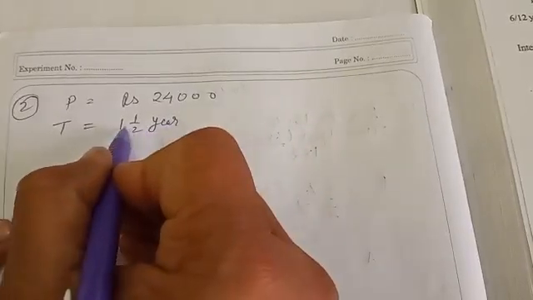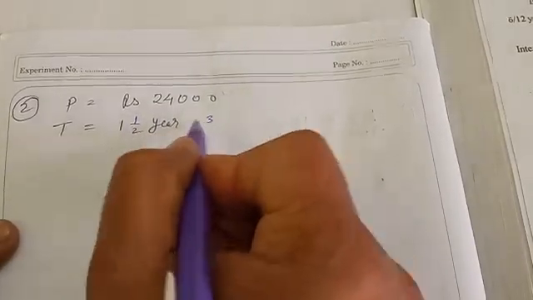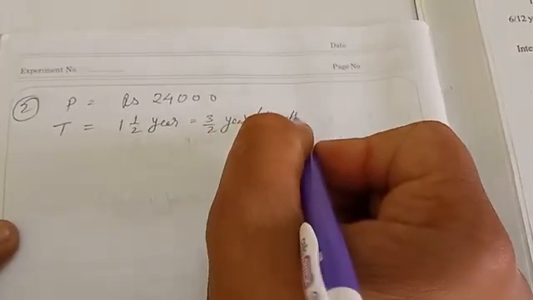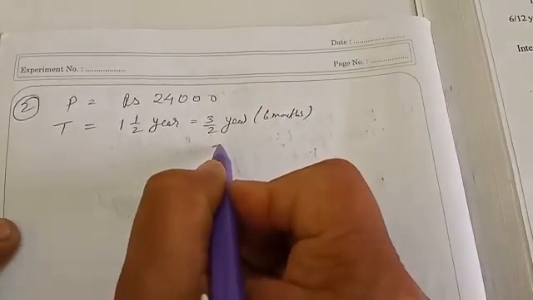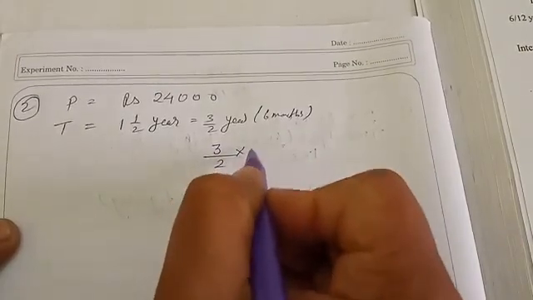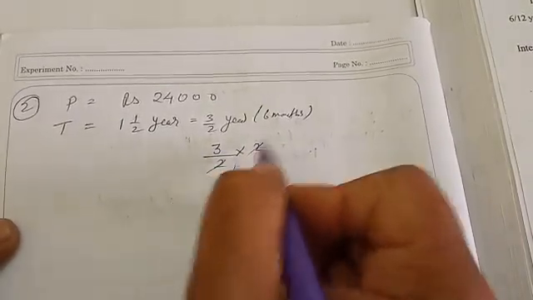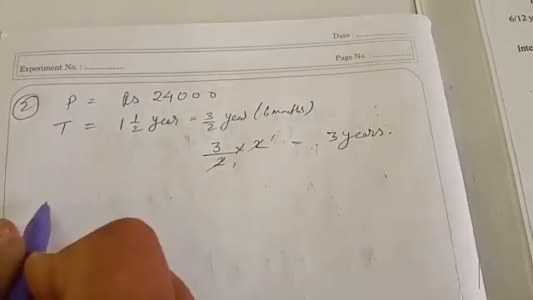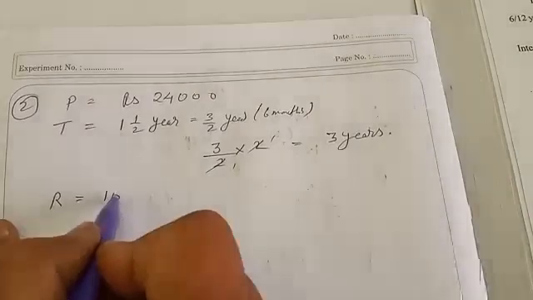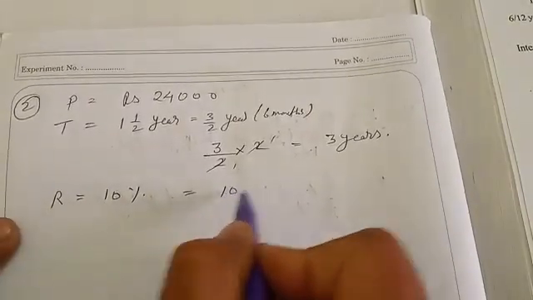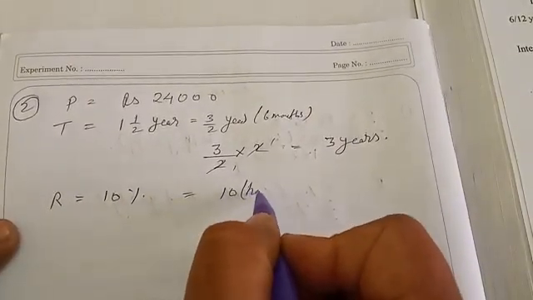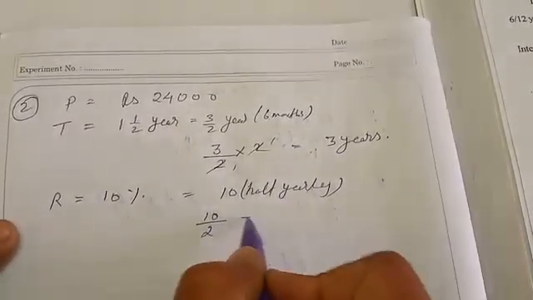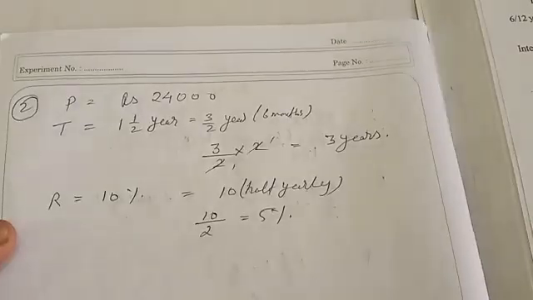If you change this mixed fraction into an improper fraction, it is 3 upon 2 years. 6 months means half yearly. That means, as I said, you have to multiply by 2. Cancel the 2s, 2 ones are 2, that is 3 years. Time is how much? 3 years. Then the rate was 10%. In the rate, if it is half yearly, then 10 upon 2, that is 5%.